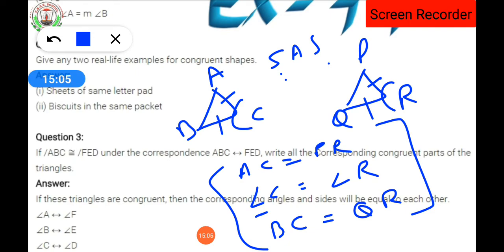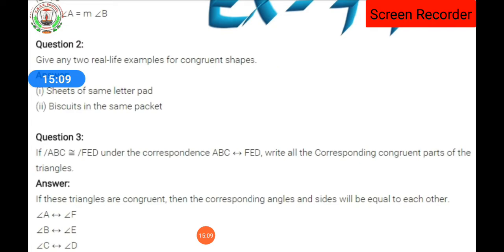So here we had completed the second criteria of this lesson. Moving toward the third criteria. What is the third criteria we are going to see? The third criteria you are going to see is angle side angle congruence criteria. So angle side angle congruence criteria, if under a correspondence two angles and included side.